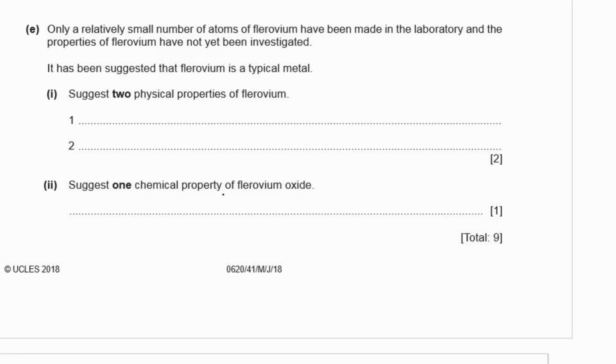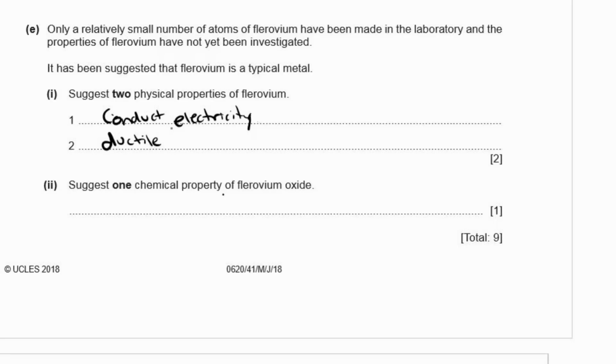E. Only a relatively small number of atoms of flerovium have been made in the laboratory, and the properties of flerovium have not yet been investigated. It has been suggested that flerovium is a typical metal. E1. Suggest 2 physical properties of flerovium. So suggest 2 physical properties of a typical metal. Yes, there are exceptions, but we're talking typical metals. I'm going to say typical metals conduct electricity, and typical metals are also ductile. They can be pulled into long, thin wires.